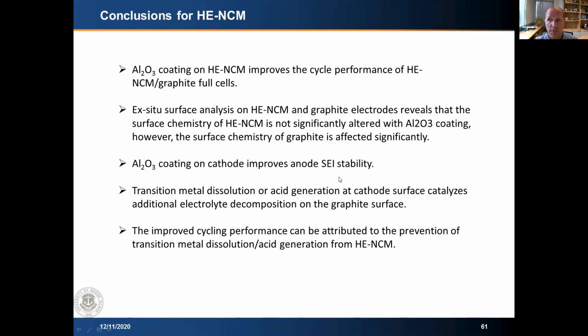And once again, this could be either due to the alumina coating inhibiting the generation of acidic species on the cathode, or the alumina coating inhibiting transition metal dissolution from the cathode, or both. The transition metal dissolution or acid generation at the cathode surface catalyzes additional electrolyte decomposition on the graphite surface by decomposing the anode SEI. And the improved cycling performance can be attributed to the prevention of this transition metal dissolution and the acid generation from the high energy NCM.